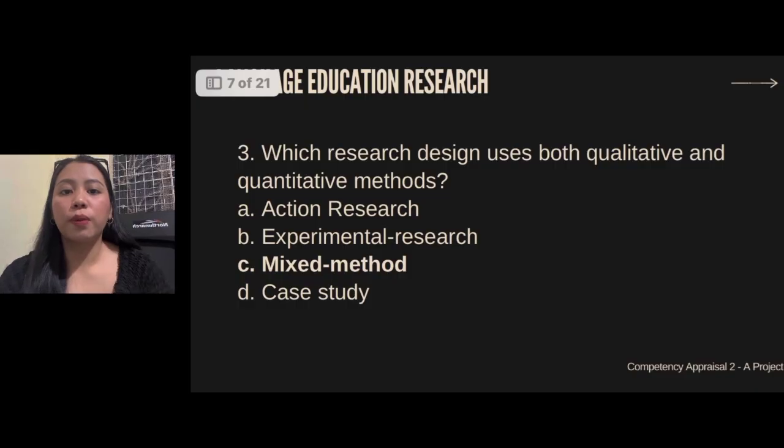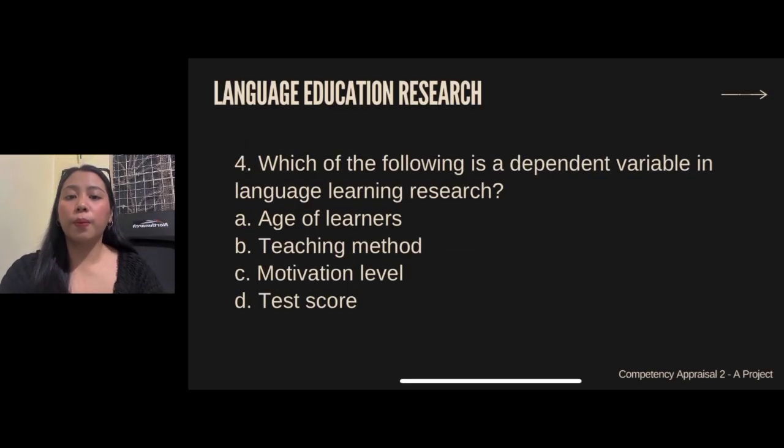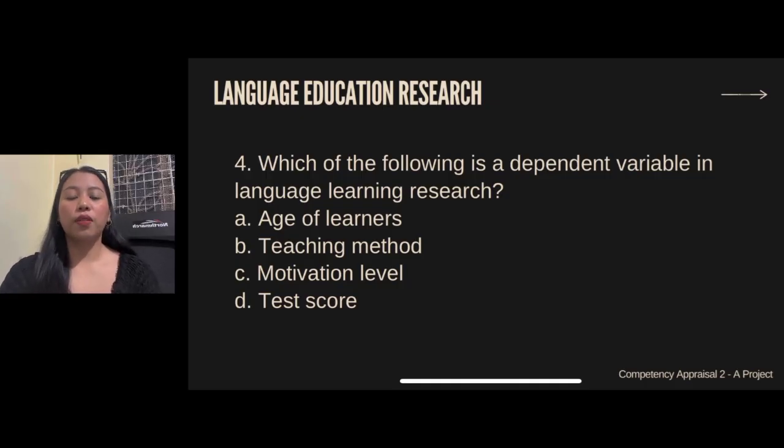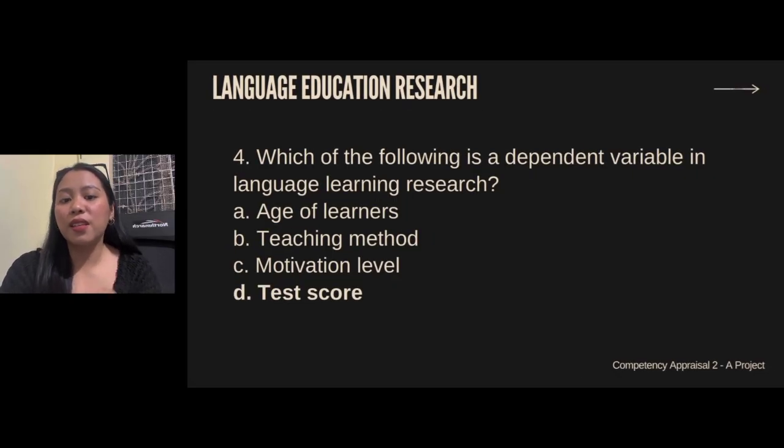So for question number 4, which of the following is a dependent variable in language learning research? A, age of learners, B, teaching method, C, motivation level, and letter D, test score. In research, the dependent variable is a result or outcome we're trying to measure. In language learning research, what are we usually tracking to see if there's an improvement? That would be the test score, letter D, because that's the result that tells us if learning happened.